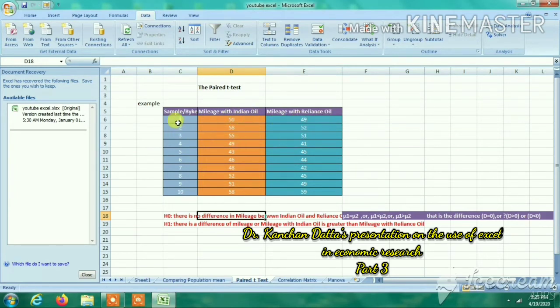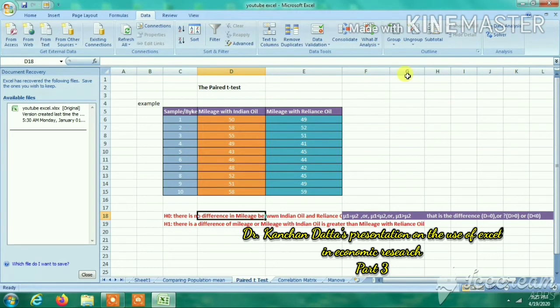Since the same individual is selected and the data is collected pairwise from the same individual, once he has used this oil and after the completion of this petrol he has again used the Reliance oil and counted the mileage. In this way we have hypothetically taken 10 respondents and 10 pairs of mileage, kilometers per liter. Now our null hypothesis is that there is no difference in mileage between Indian oil and Reliance oil. Naturally, the alternative hypothesis is that there is a difference of mileage between these two. So how can we perform this test?